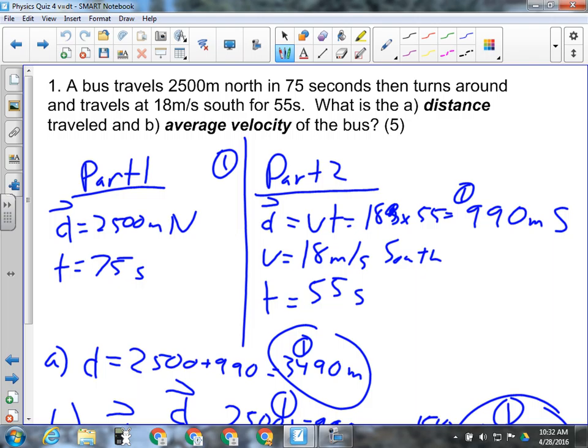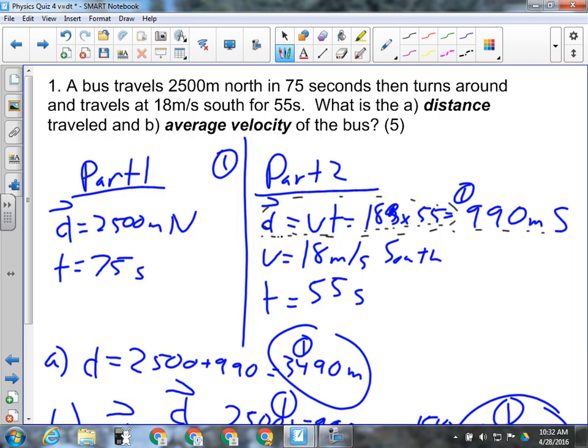part 2. All right, so I'm going to calculate displacement, because as long as I'm dealing with only one part of the trip, displacement and distance have the same magnitude. So displacement is velocity times time, which is 18 meters per second times 55 seconds for 990 meters south. Whether they got the 990 or not, you can give them a mark for their method there, as long as they have d equals v times t, or they have 18 times 55.